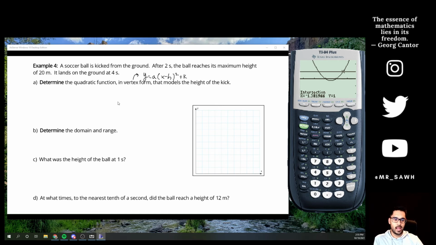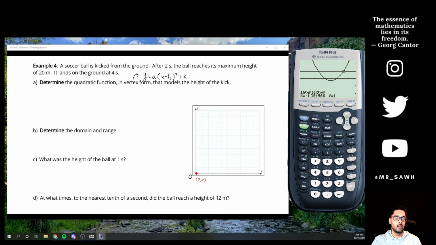So I don't really have a graph. I don't really have a lot of information, just a couple points. Now, if this is talking about time, I know my initial point has to be the time of 0. And if the ball's on the ground, I have a point here. So when time is 0, height is 0. So that's my first point, the origin, right?